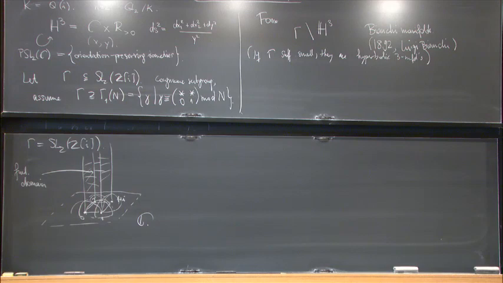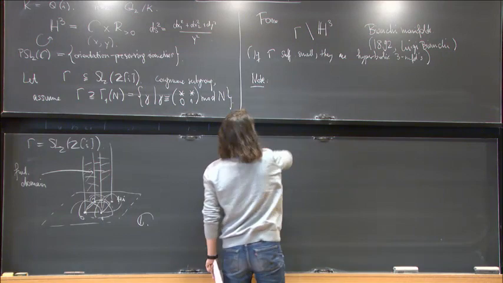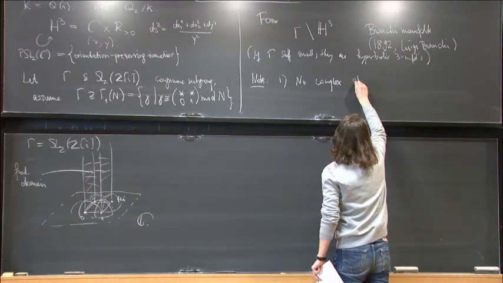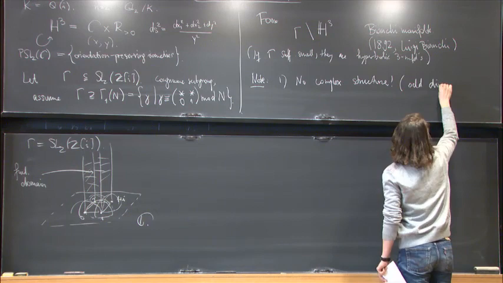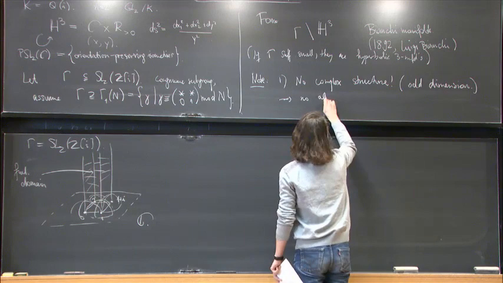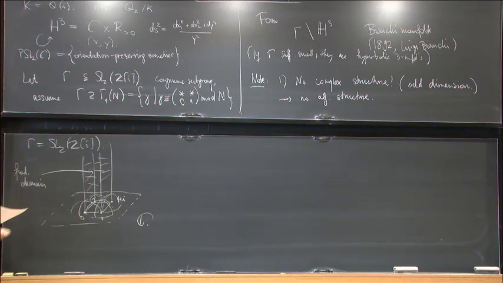I wanted to make several remarks in which this situation is very different from the case of the modular curve we looked at last time. First of all, for obvious reasons, there's no complex structure on this space, simply because it's of odd dimension. And so a fortiori, there can be no algebraic structure. These are really just hyperbolic three manifolds.